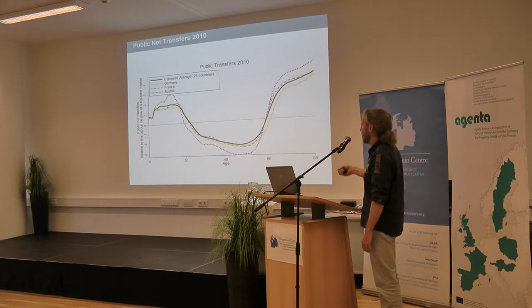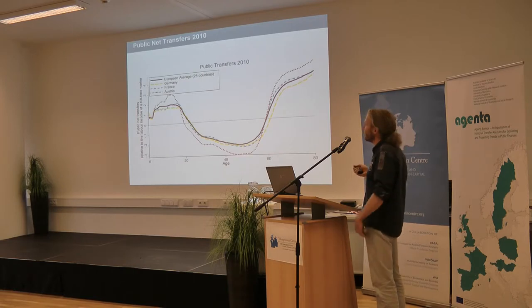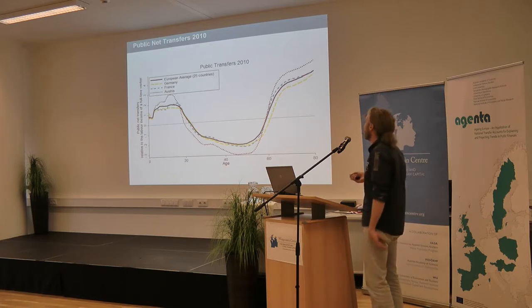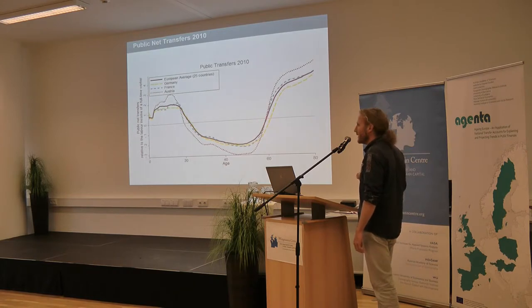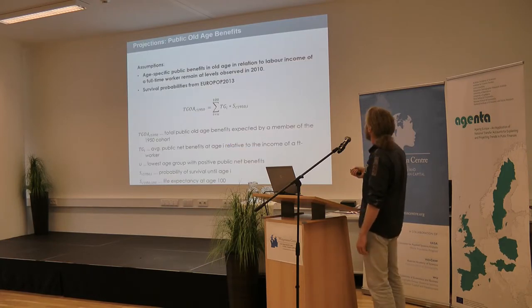You see, for example, that in Austria we pay more public transfers relative to the income of a full-time worker during working age, but the system is also more generous in old age. So what we are doing is we take these age-specific values of per capita net transfers in old age, adjust them with survival probability, and estimate how much transfers people can expect over their old age. We take into account that the age when people become net transfer receivers varies across countries, and we just sum up over all ages the public net transfers that can be expected at old age, adjusted with survival probability.